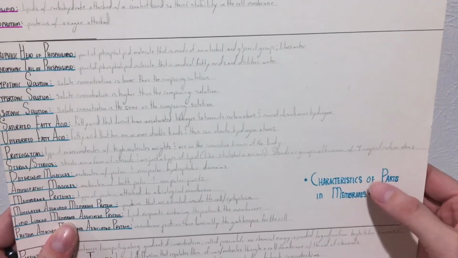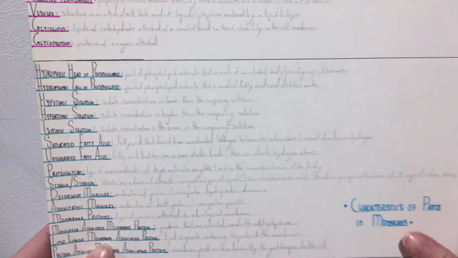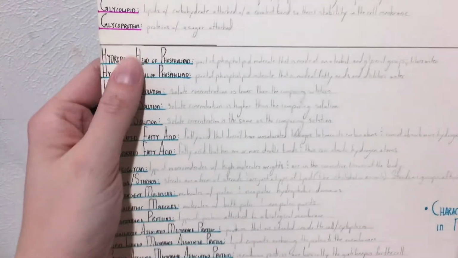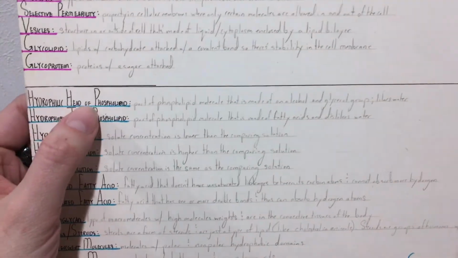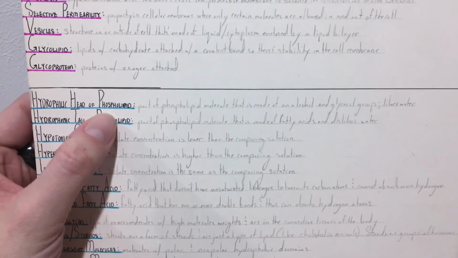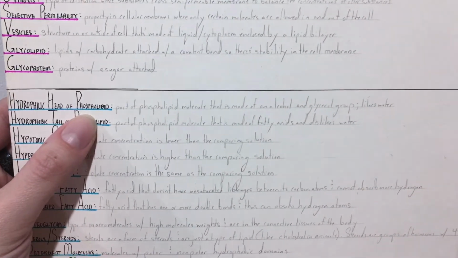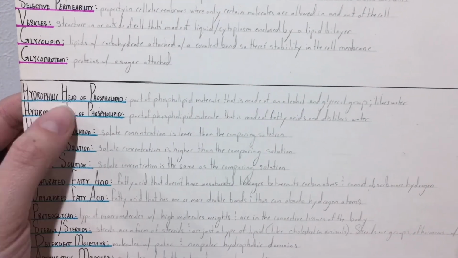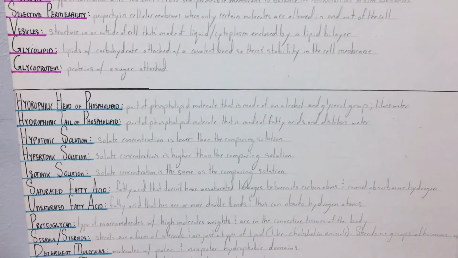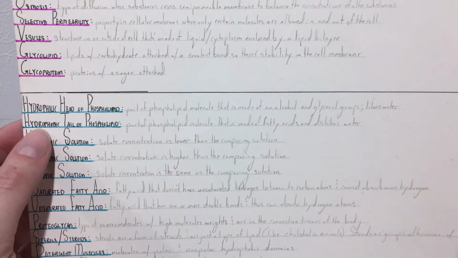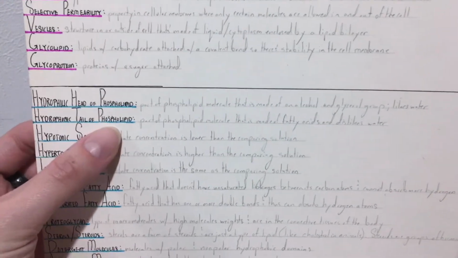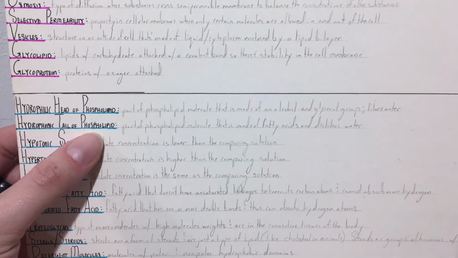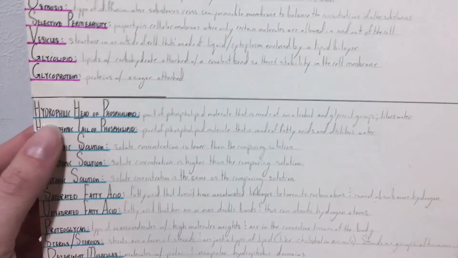Then we're going into characteristics of the parts that are in membranes, because it has many different characteristics. So we're starting off with a hydrophilic head of a phospholipid. That's the part of the phospholipid molecule that's made of an alcohol and glycerol group. And as it says, hydrophilic means that it likes water. And then we also have a hydrophobic tail of the phospholipid, and that's the part of the phospholipid molecule that's made of fatty acids, and because it's hydrophobic, it dislikes water.